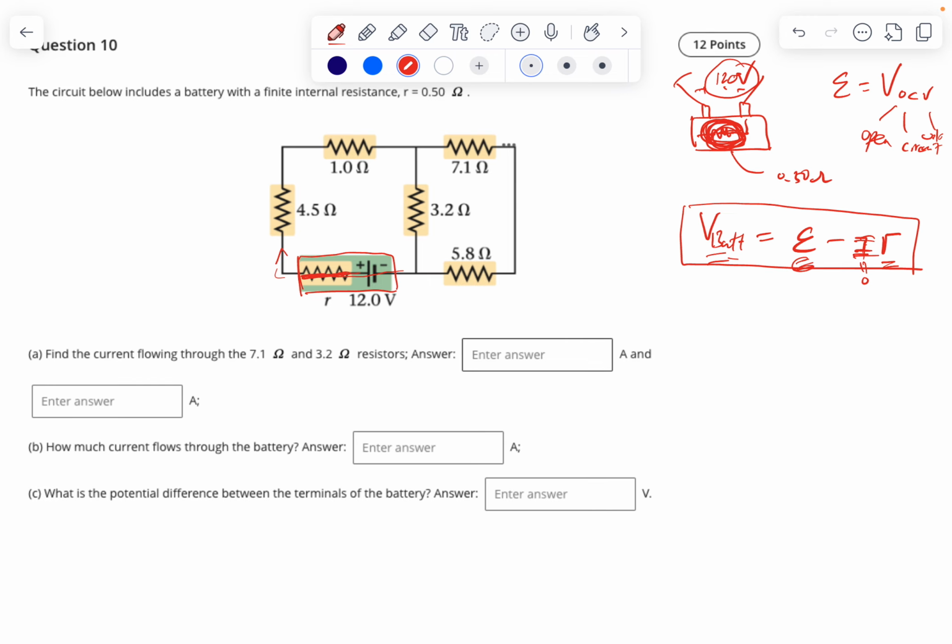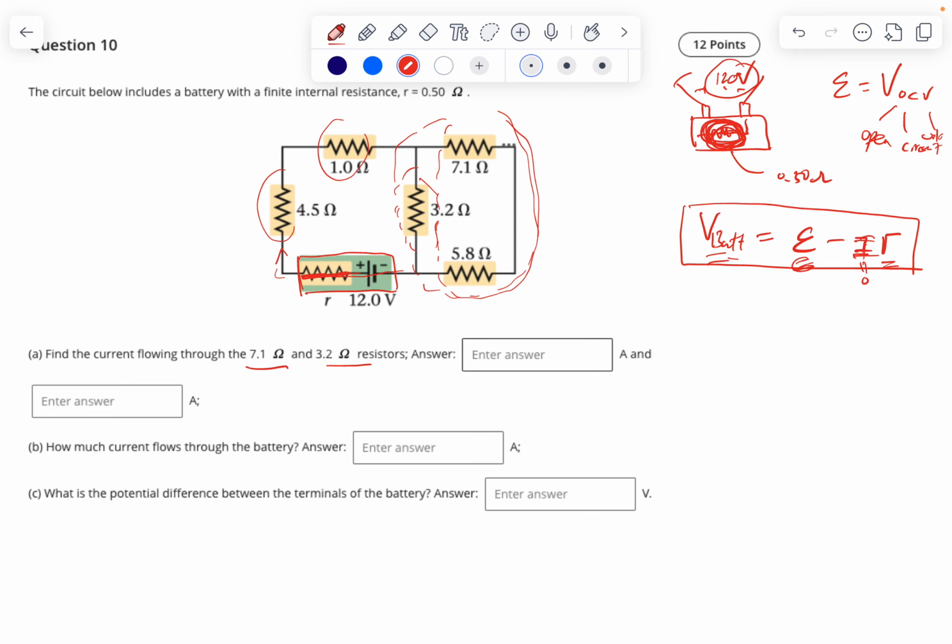First, let me ask you about 7.1, current flow 7.1 and 3.2. You see this one and this one connected in series, then in parallel with this one. Okay, and then this guy, and the whole thing in series.